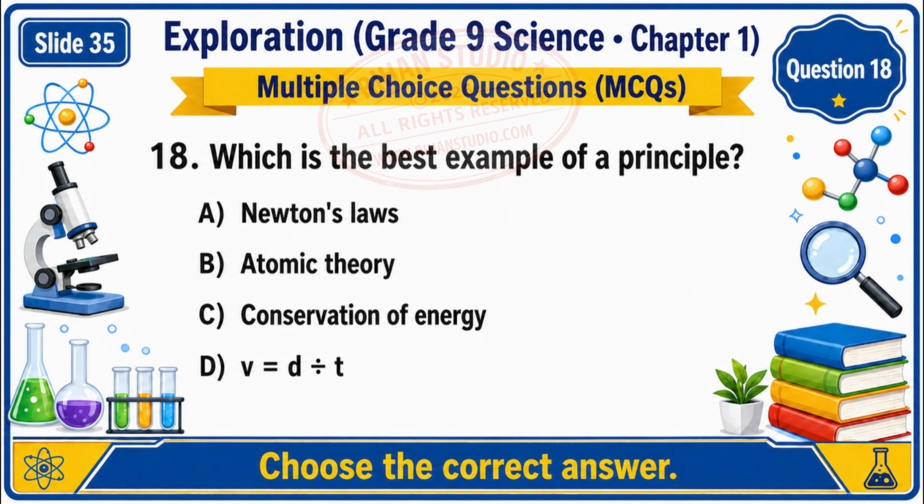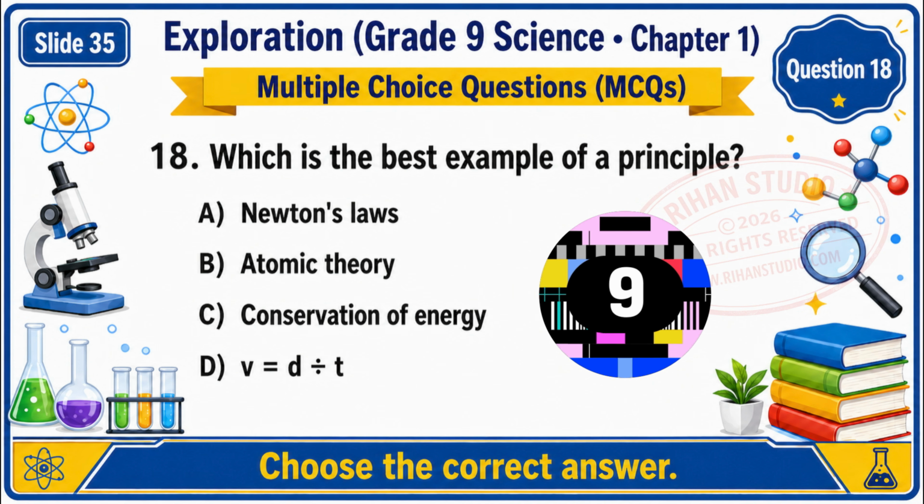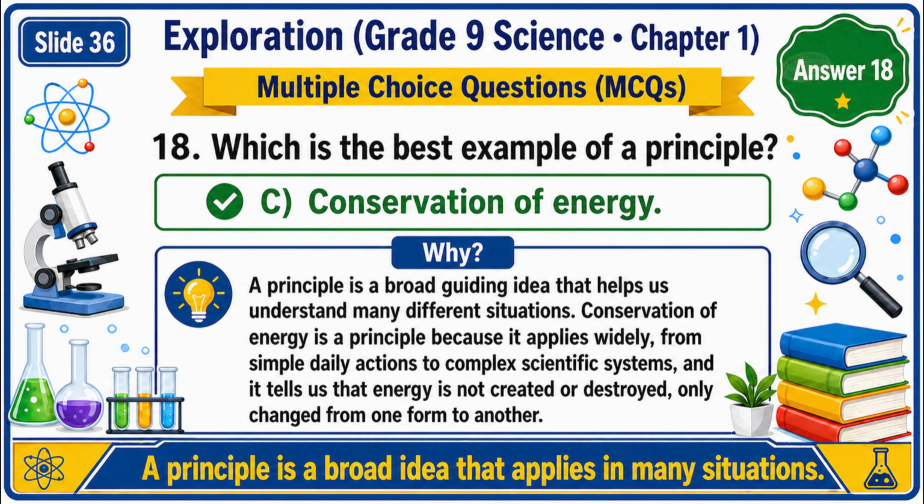18. Which is the best example of a principle? A. Newton's laws. B. Atomic theory. C. Conservation of energy. D. V equals D divided by T. Answer C. Conservation of energy.